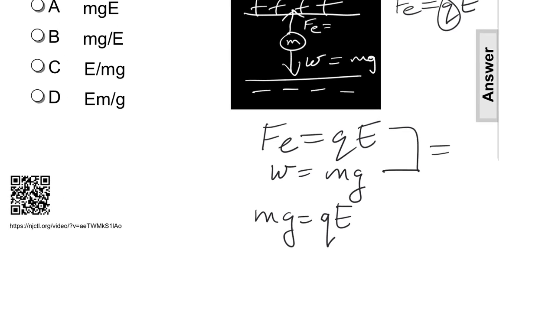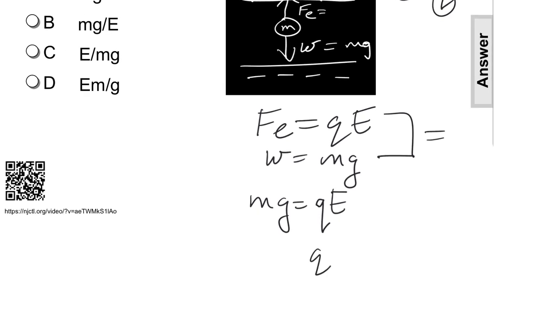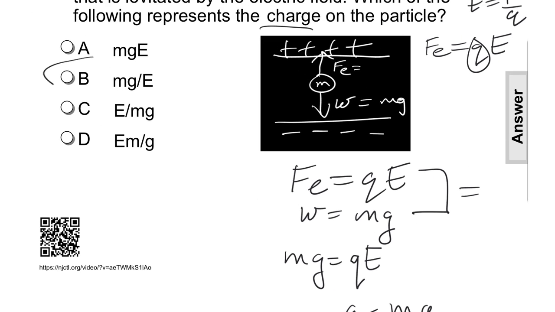So what am I looking for? The charge, Q. Divide both sides by E. Q equals mg divided by E. So it's choice B.